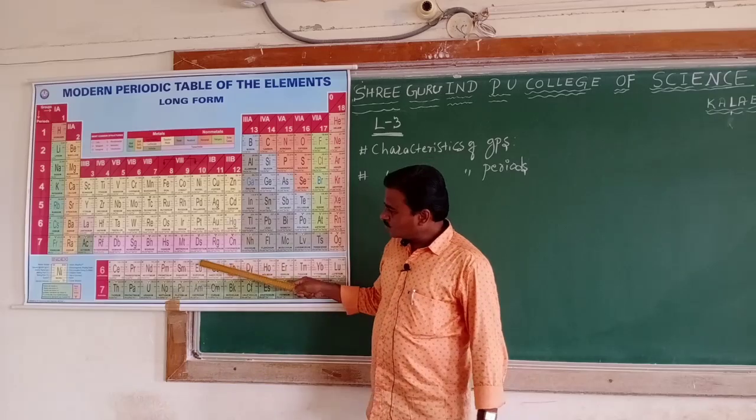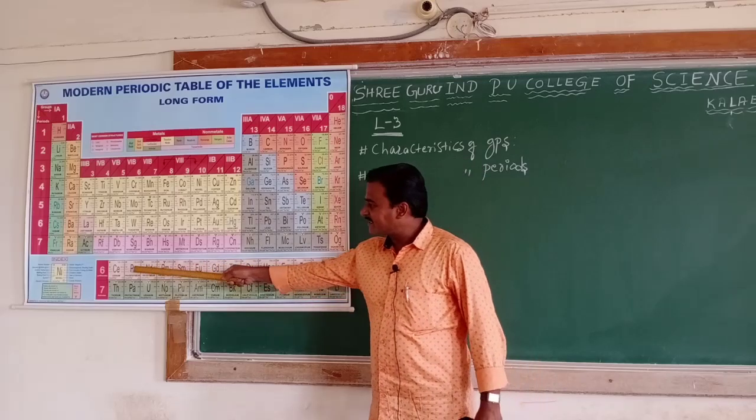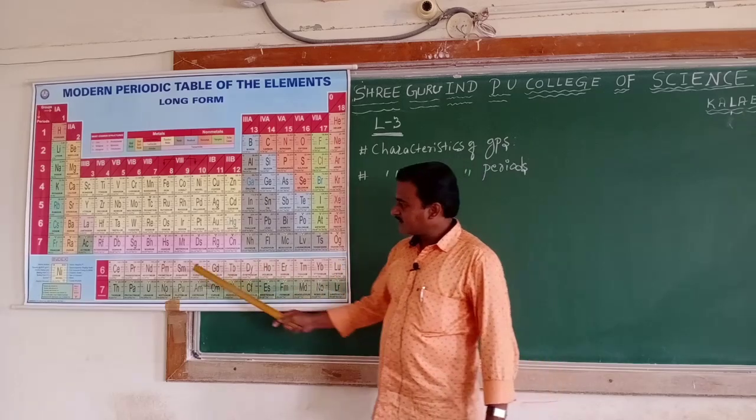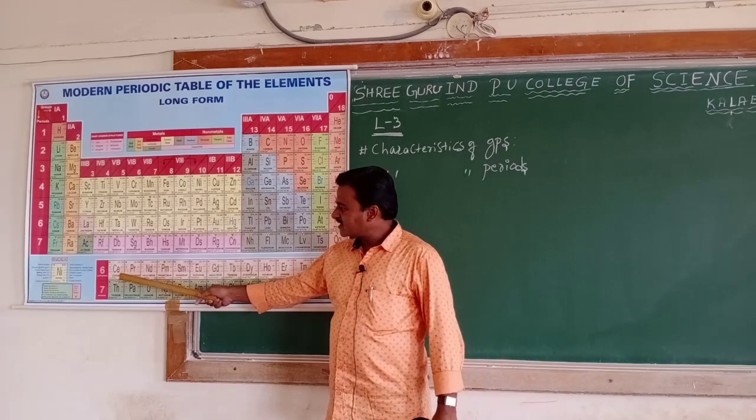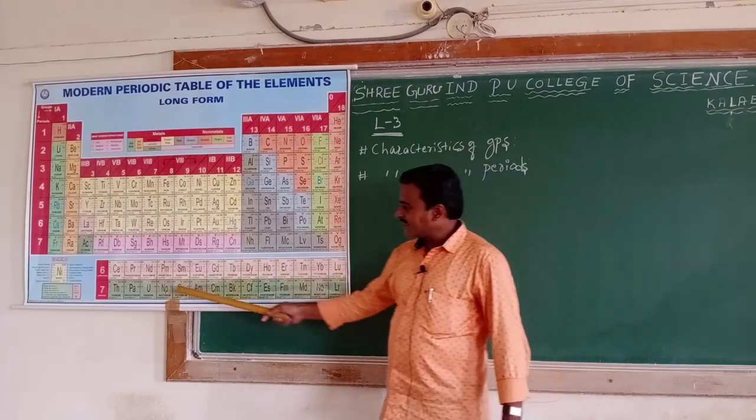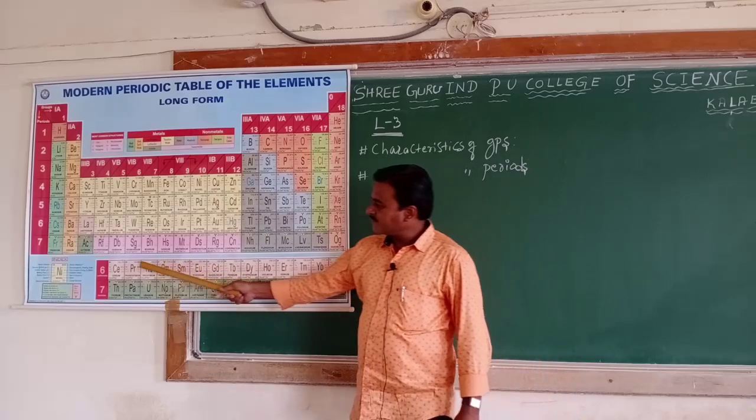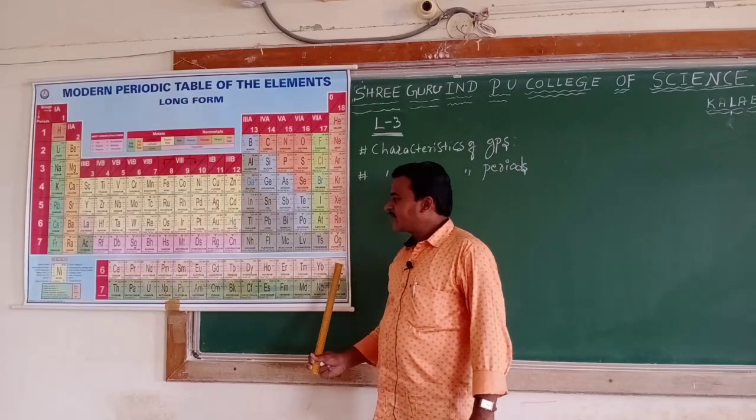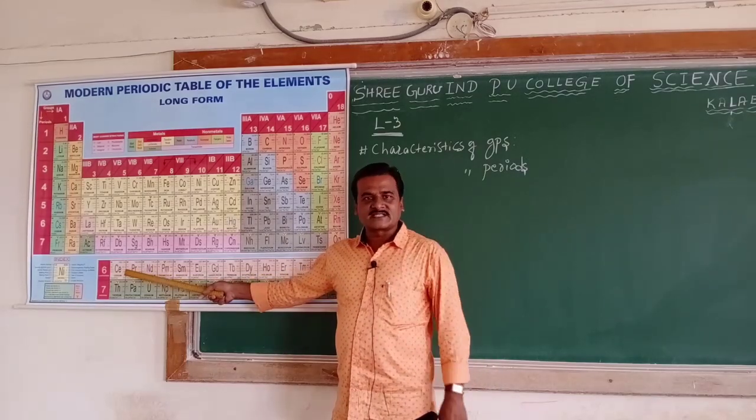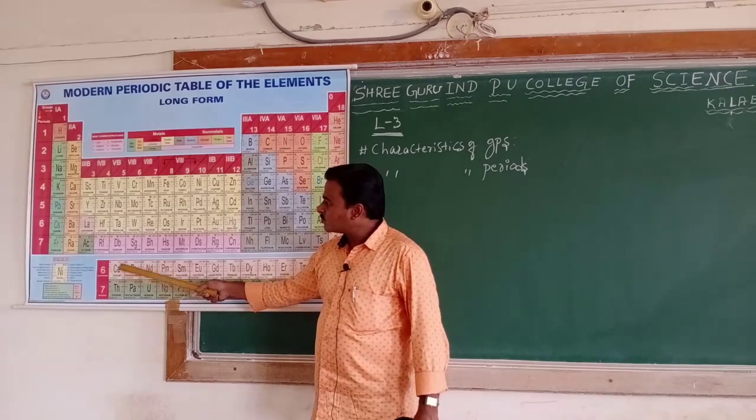You can see the 2 series of elements which are placed at the bottom, each series containing 14 elements. The first series begins with cerium to lutetium, and the second series begins from thorium to lawrencium. The first series, cerium to lutetium, is called the lanthanoid series, and this series belongs to the 6th period.